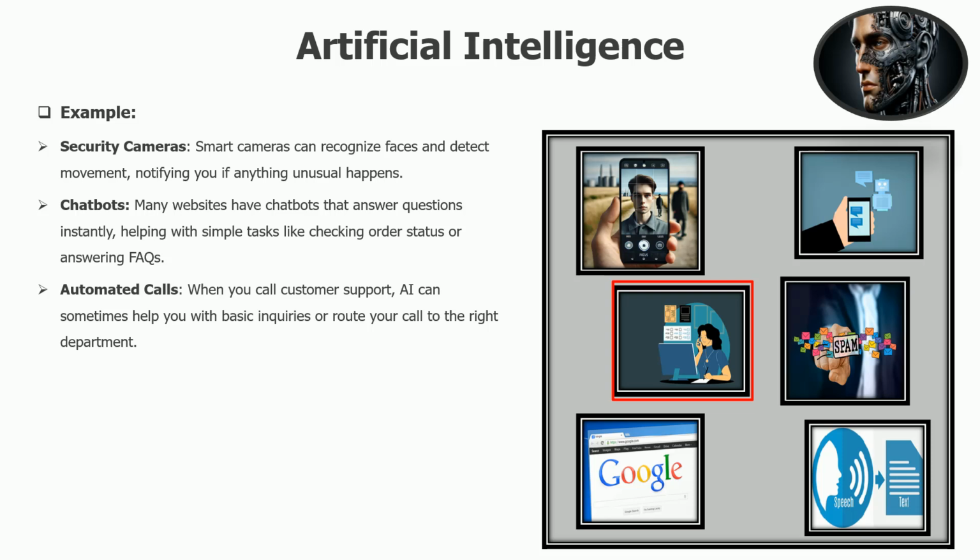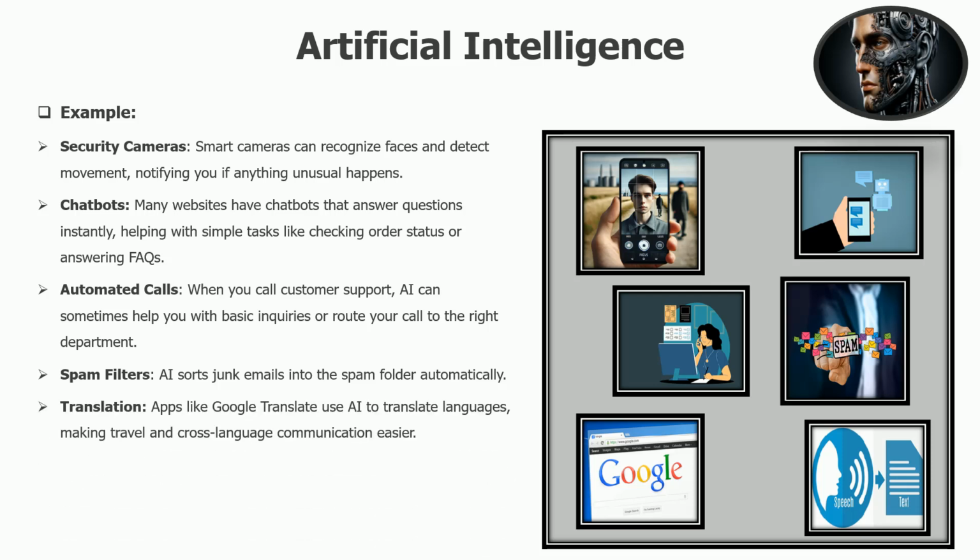Automated calls. When you call customer support, AI can sometimes help you with basic inquiries or route your call to the right department. Spam filters. AI sorts junk emails into the spam folder automatically. So with the help of AI, you just need to tell it what type of mails are coming, and say that you want these mails to be passed on to the spam folder.